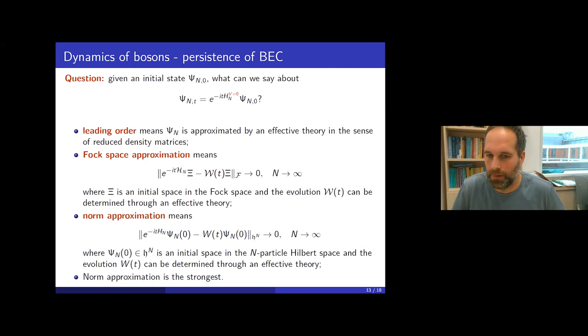Okay, and in some sense, if you have norm approximation, then since you can embed your problem in the Fock space, norm approximation in that sense is slightly stronger. Because if you have a result about the Fock space approximation, if your initial state is a Fock space state, it does not mean you will get a result about its projection to the n-body Hilbert space. That's what I wanted to say.